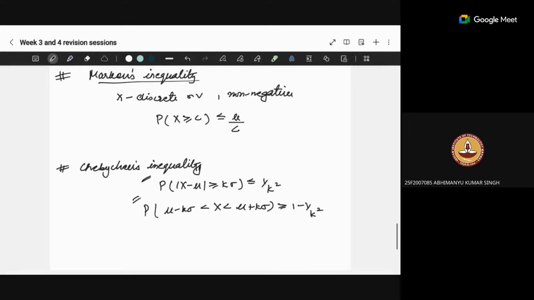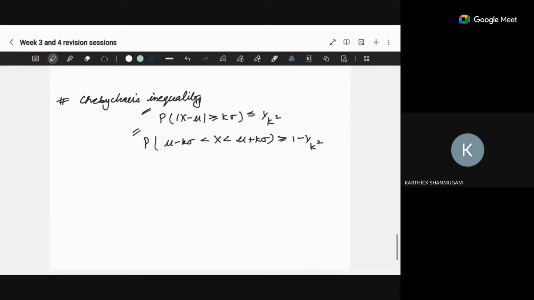Just remember that between Markov's inequality and Chebyshev's inequality, if in the question only mu is given, only the mean is given, we will go with Markov's inequality. If I have two values, mu and sigma, both given, I will go with Chebyshev's inequality. Got the point?